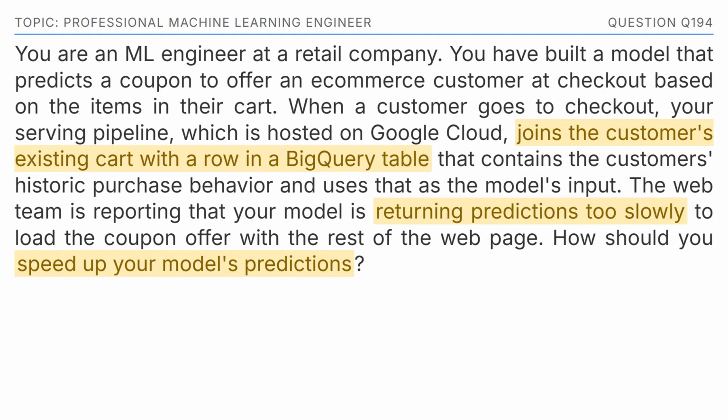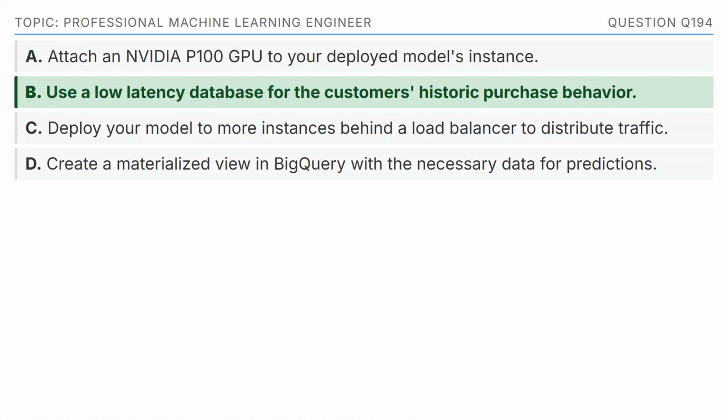To arrive at the correct answer, we focus on the keywords: joins the customer's existing cart with a row in a BigQuery table, returning predictions too slowly, speed up your model's predictions. The correct answer is option B, use a low-latency database for the customer's historic purchase behavior.